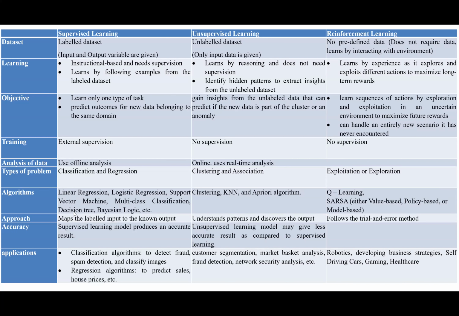Applications of supervised learning: classification algorithms are used to detect fraud and spam, like whether a financial transaction is fraud or non-fraud. It is used to detect whether an email is spam or non-spam. It is also used to classify images, objects, etc. And it is also used for prediction, like weather prediction, sales prediction, house price prediction, stock market prediction. We use supervised learning for these.